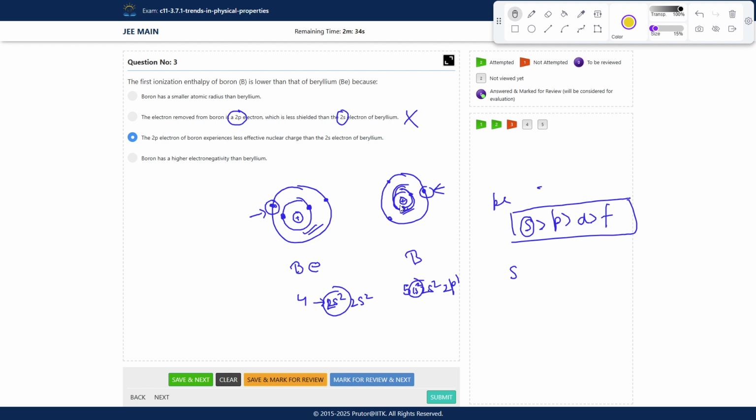Got it? Now you can say it in a different way also. We have already discussed it. Since s is more penetrated, it will be difficult to remove it, and hence it has a greater ionization potential.